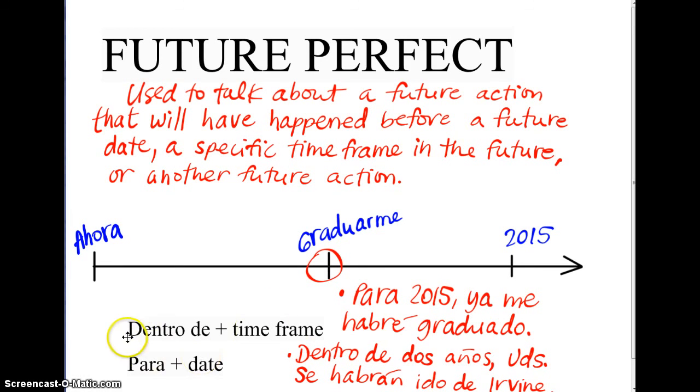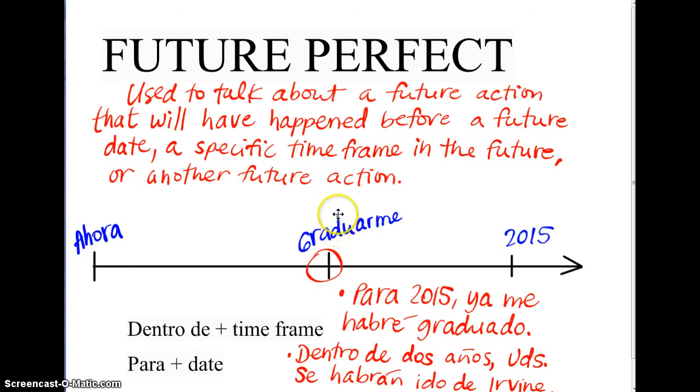The expressions that you're going to see with these are dentro de and a time frame, so like dentro de 2 años, dentro de 3 horas, or you may have para and an actual date. Para 2015, para el 2 de febrero, something like that. Okay, so in the examples I wrote, I have one with each, okay? Para 2015, ya me habré graduado. Okay, so here's 2015, here's me graduating. By 2015, I will have already graduated.